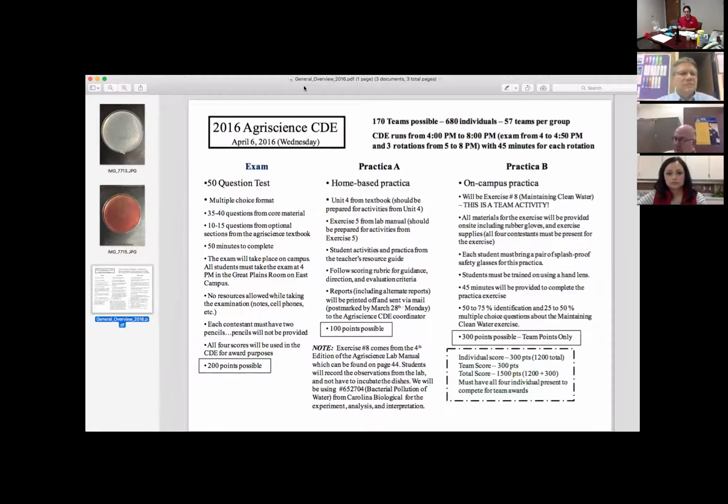Let's start with the exam. The exam will be a 50-question test. It's going to be in multiple choice format. So when preparing your students for this exam, the bulk of the questions, 35 to 40 of the questions, are going to come from the core material. That core material is from units in the 4th edition of the Agriscience Fundamentals and Application book.